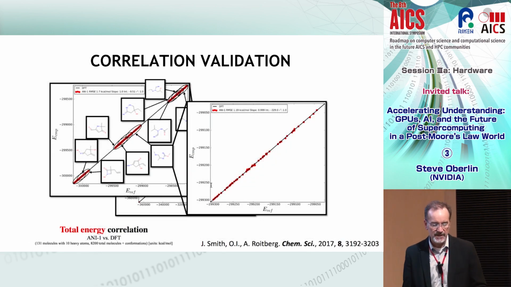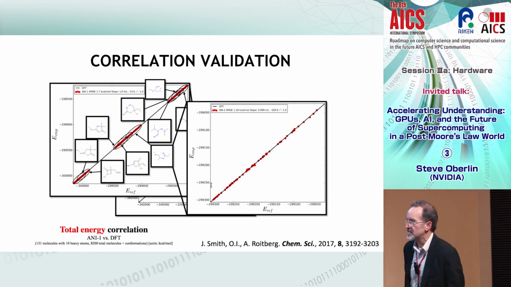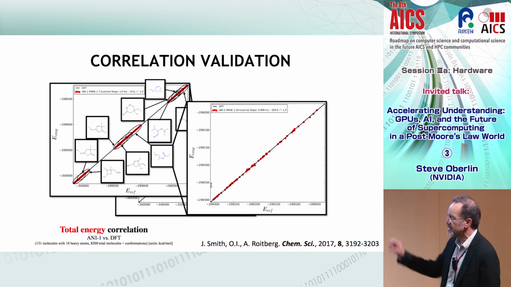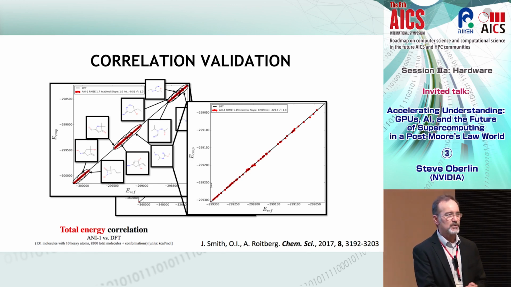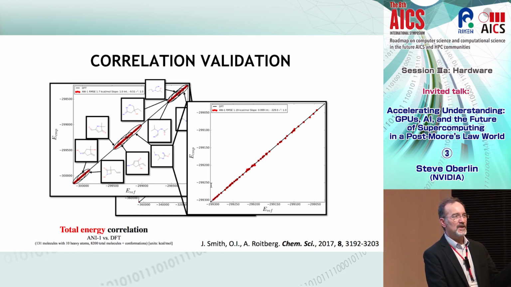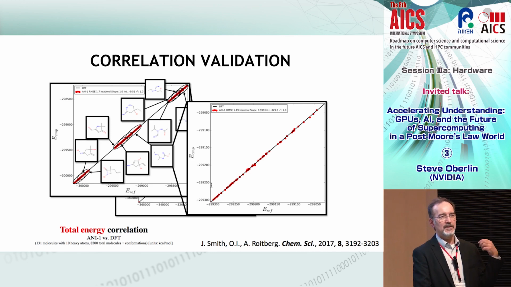So here's the correlation that they did. There's a number of different molecules, and each of these red dots shows what their neural network predicted. And these are all novel molecules that the neural network was not trained on.